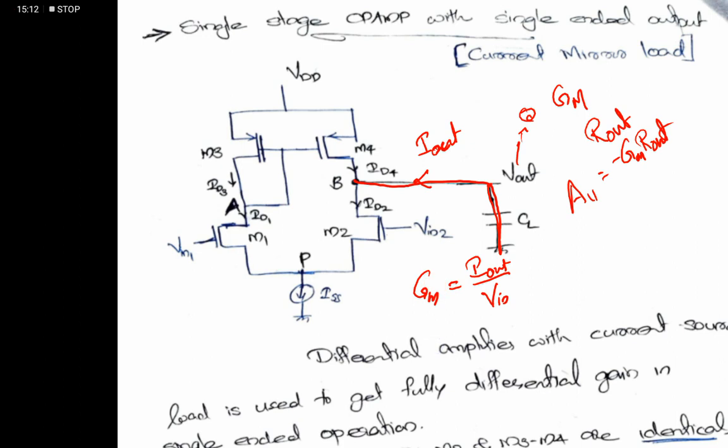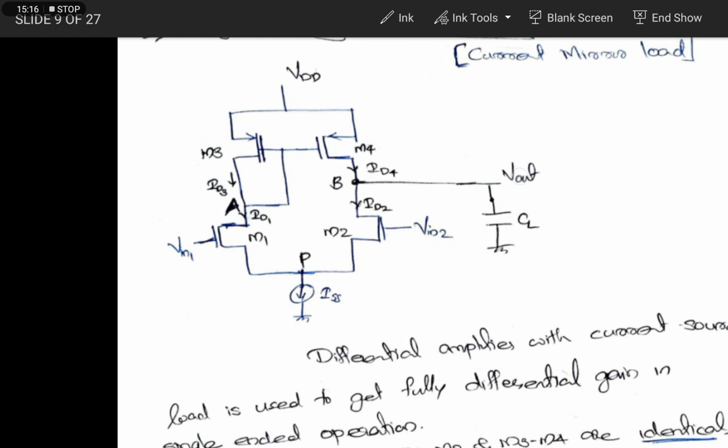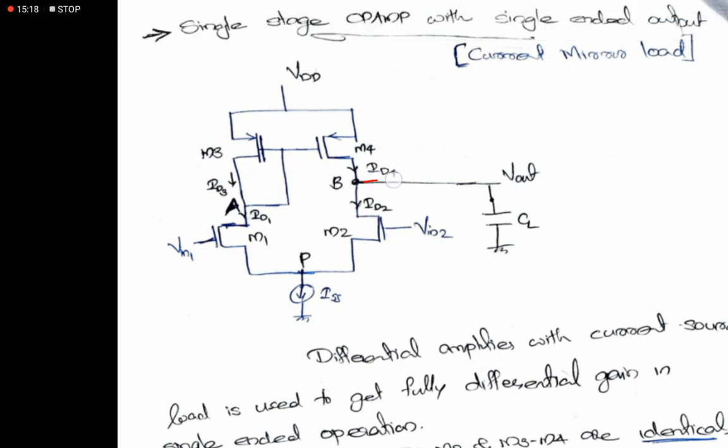Next, to find the output impedance, we will give a test voltage Vx here, and we will find the current Ix. Then Rout is Vx by Ix. So the calculation of Gm is somewhat easy, but the calculation of Rout requires some steps or some small signal modeling.